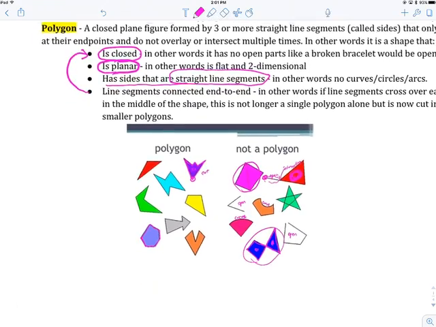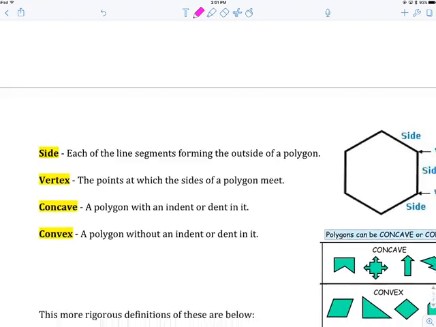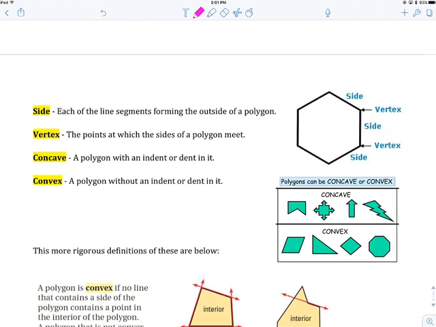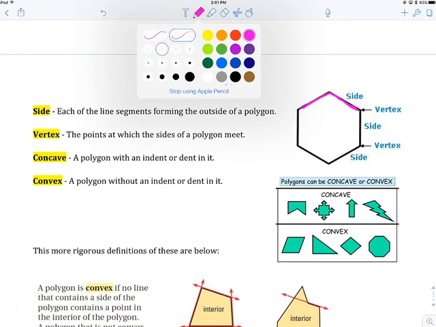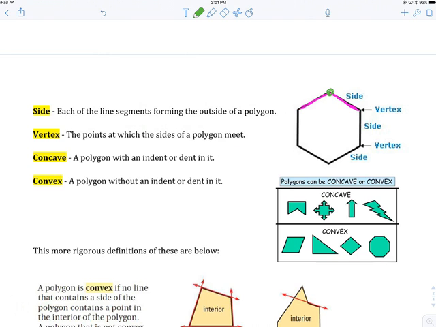Let's introduce some vocabulary regarding polygons. Polygons will have some number of sides. Those sides are the straight line segments that form our shape, and they will meet at vertices. So these points where the sides intersect are called, singular, a vertex, or multiple vertices. This is just the plural of the same word.